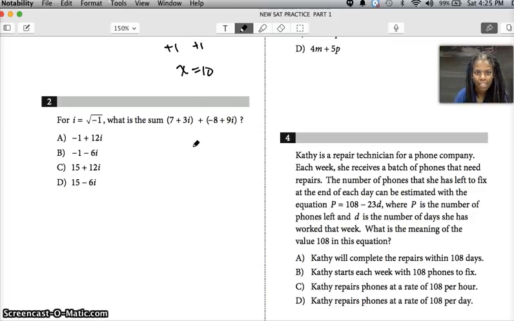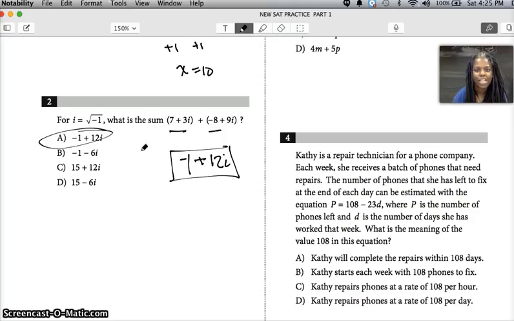So if I'm going to add these two complex numbers together, I'm just going to do what I would do if this were like 7 plus 3x plus -8 plus 9x, whatever. I'd join like terms together. So my like terms are 7 and -8. When I add those two together, I get -1, and then 3i plus 9i is going to be 12i. And you can see that the answer is right here. So the answer is A.